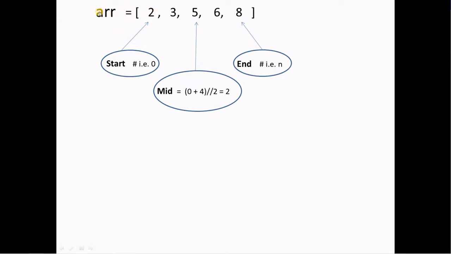We have this array. Its index starts from 0, 1, 2, 3, 4. So the start index, that is 0. On this index we have element 2, and similarly the end index, which will be the last index of the array. We will calculate mid by adding the start and end, dividing by 2 and taking the floor value.